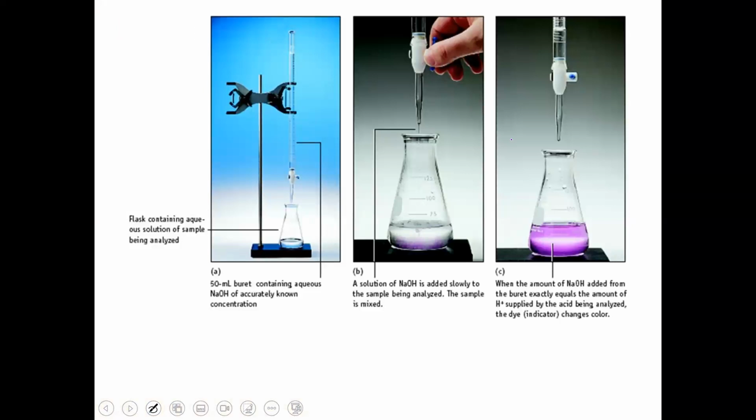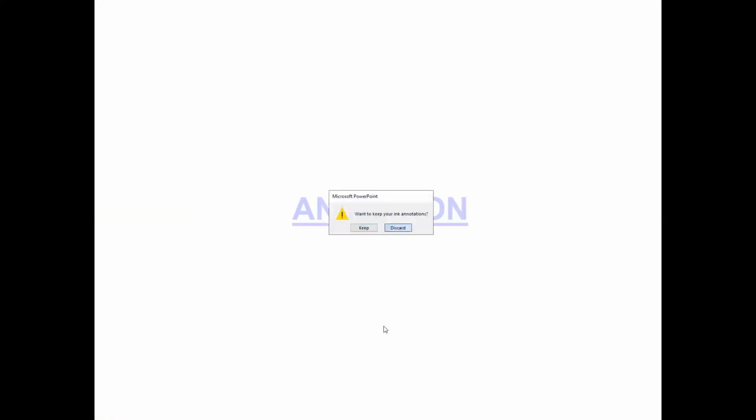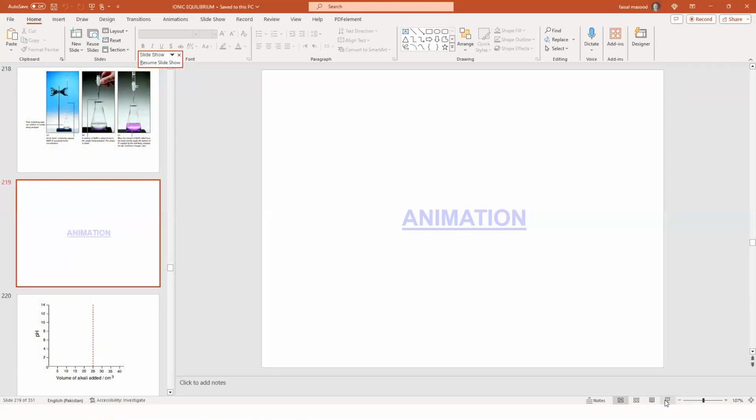This is a typical titration apparatus, and I want you to recall the concept of titration with me. By this animation, we can recall titration.